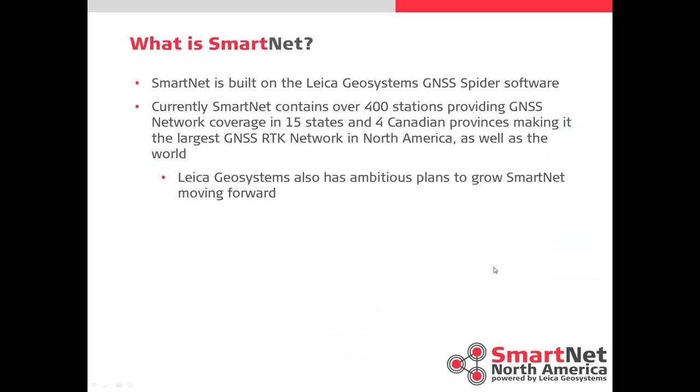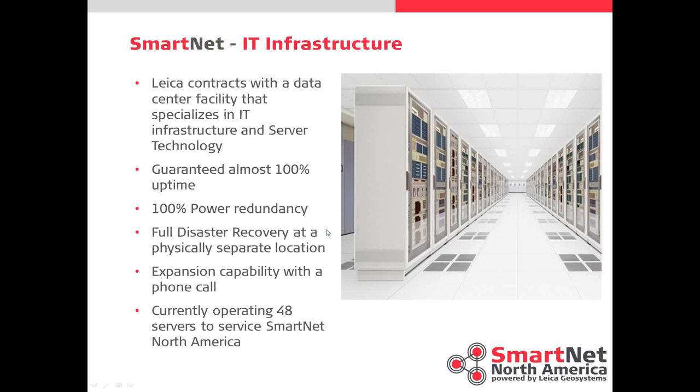So SmartNet is built on the Leica Geosystems GNSS Spider software. Currently, SmartNet contains over 400 stations, providing GNSS network coverage in 15 states and 4 Canadian provinces, making it the largest GNSS RTK network in North America as well as the world. Under one umbrella in one house, we're about as big as it gets. And we have some pretty ambitious plans to grow SmartNet moving forward. One of the key components to SmartNet is our IT infrastructure.